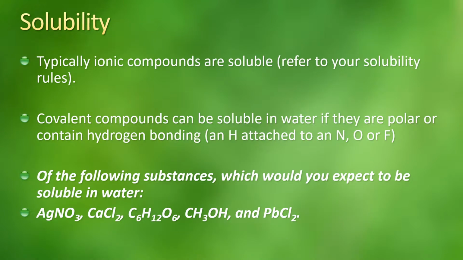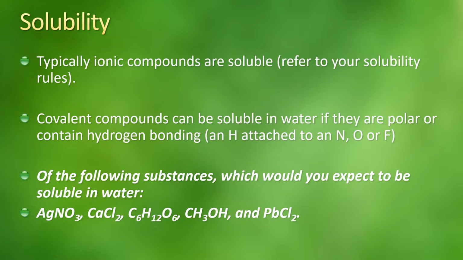Typically, ionic compounds are going to be soluble in water, mostly because these ionic compounds contain the two differently charged ions, your positive and your negative ion, which are attracted to the partial positive and partial negatives within the water molecule. There are some covalent compounds that can be soluble. They must be polar or they must contain a hydrogen bond. We'll get a little bit more into that when we get into intermolecular forces. But for right now, consider most covalent compounds to be insoluble.